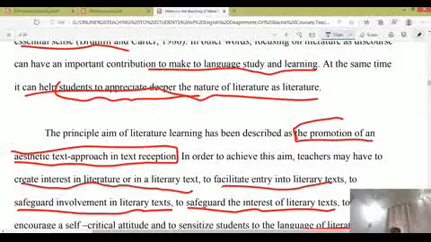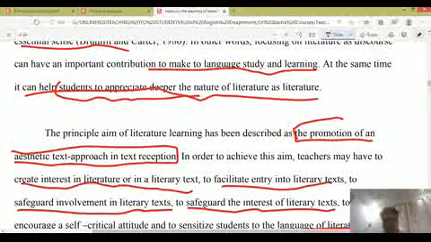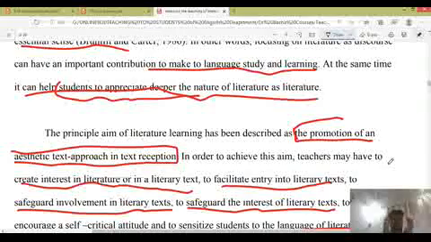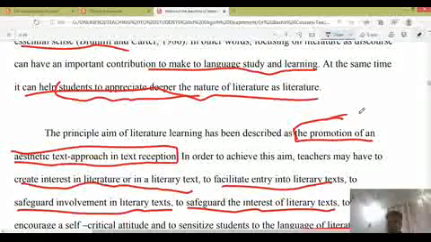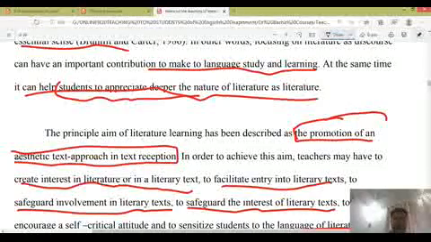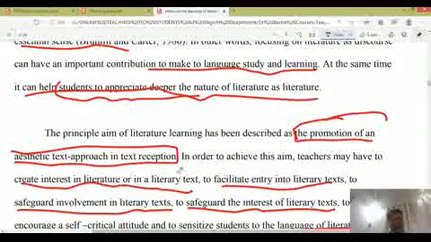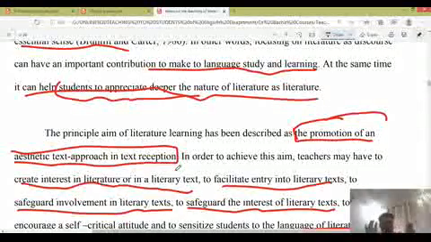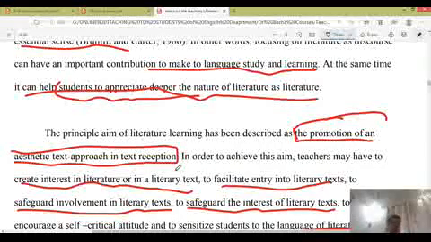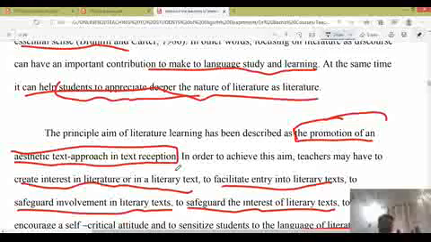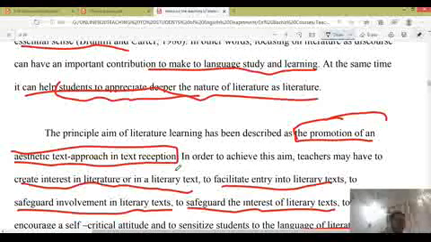The major aim of literature learning has been described here. The major principal aim of literature learning is defined as what? Promotion of an aesthetic text approach and text reception. What is the major learning aim of literature? That it promotes the aesthetic text approach and text reception.